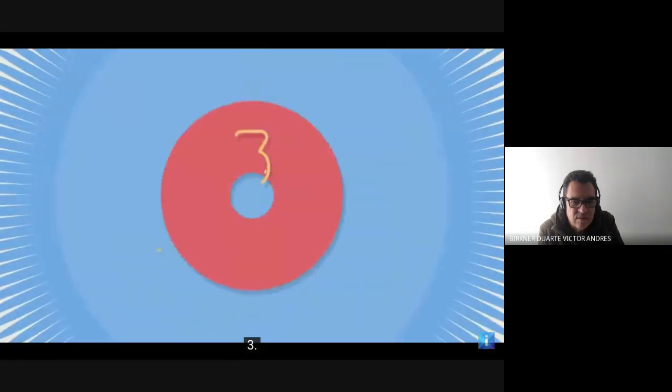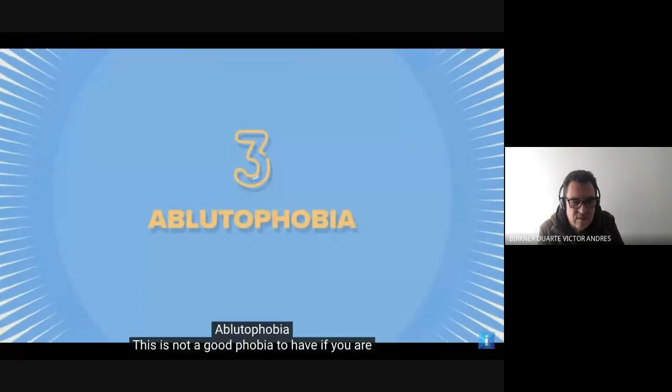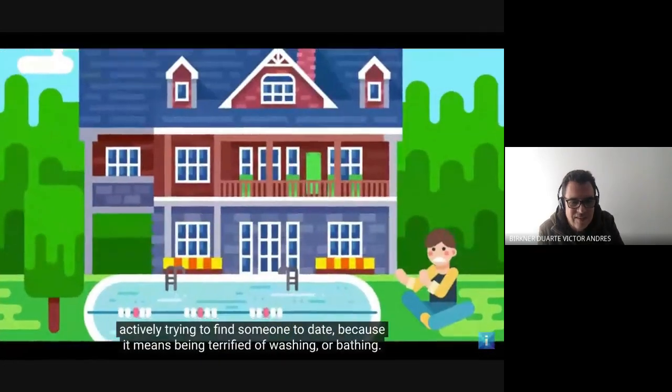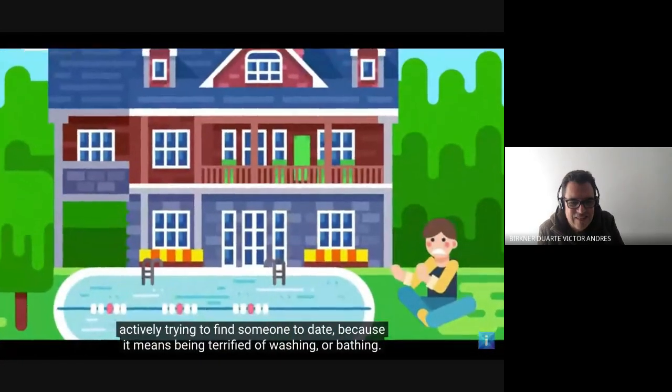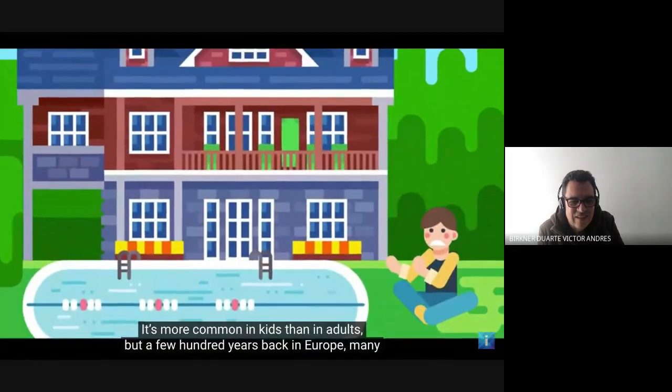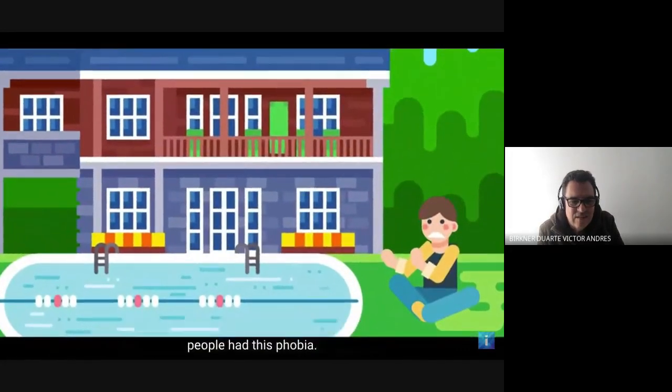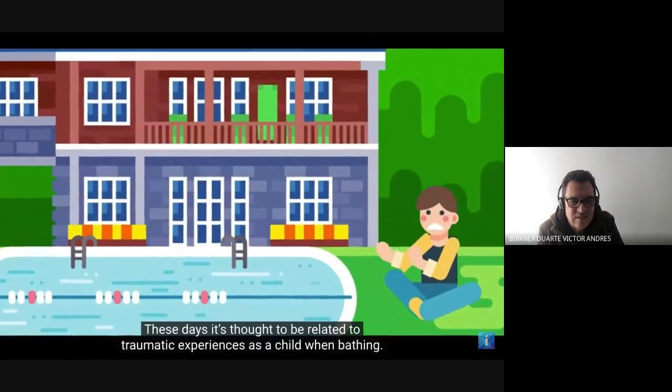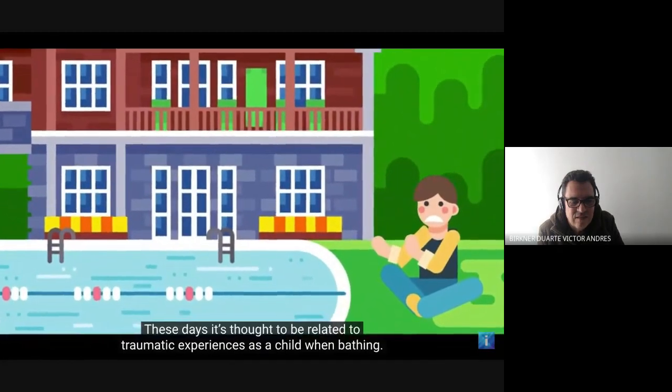Number 3, ablutophobia. This is not a good phobia to have if you are actively trying to find someone to date, because it means being terrified of washing or bathing. It's more common in kids than in adults, but a few hundred years back in Europe, many people had this phobia. These days, it's thought to be related to traumatic experiences as a child when bathing.